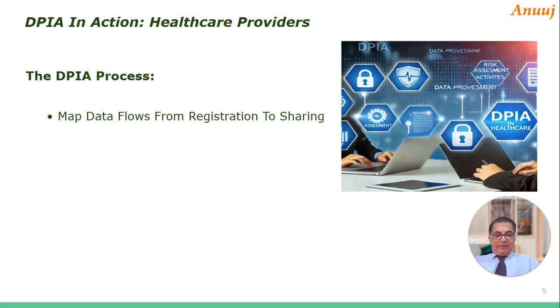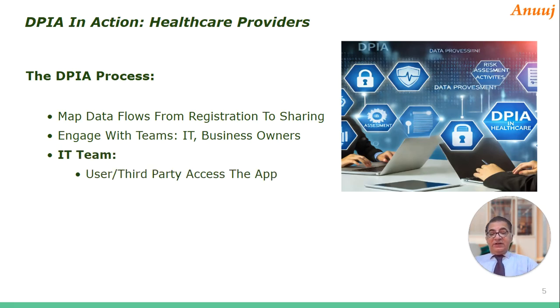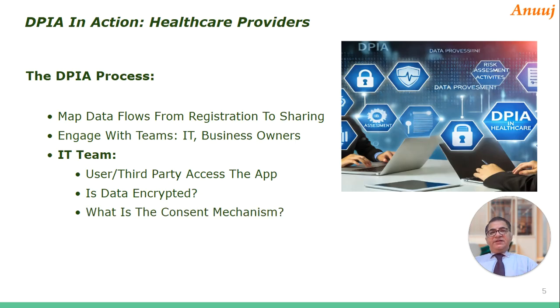So you do the entire data mapping, engaging with your IT and business owners. Both have a critical role. Does the business owner need the address, like the example I gave? No, he does not, in some cases, and he does in some other cases. The IT team needs to help you find out how the users and third parties are accessing the app. Is the data encrypted? And what is the consent mechanism? These are IT enablers. ITs are not business deciders.